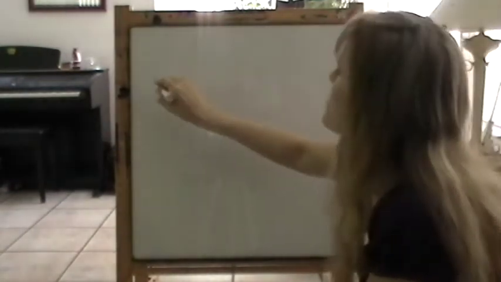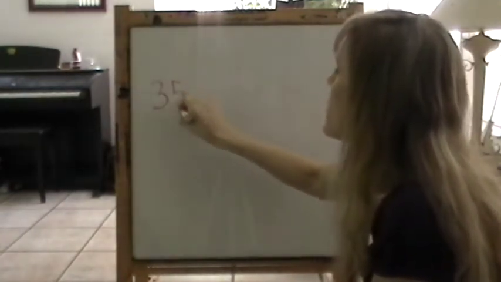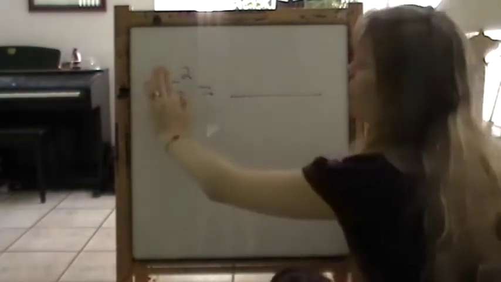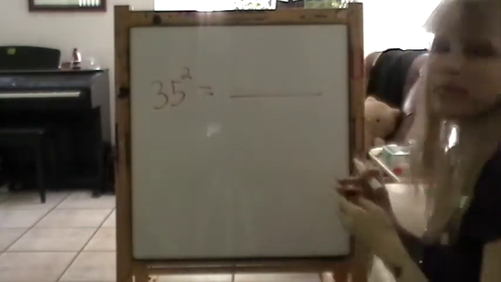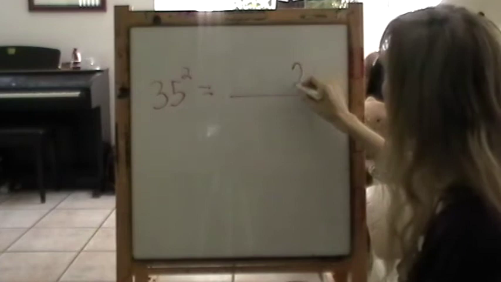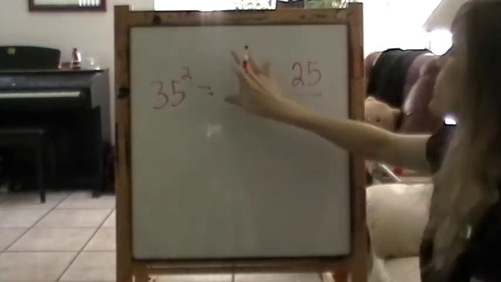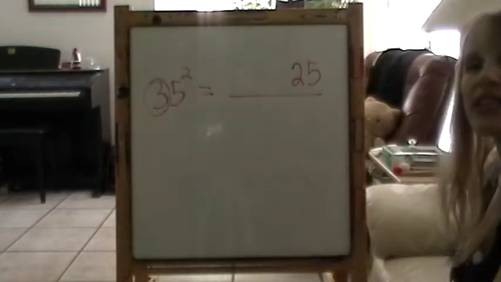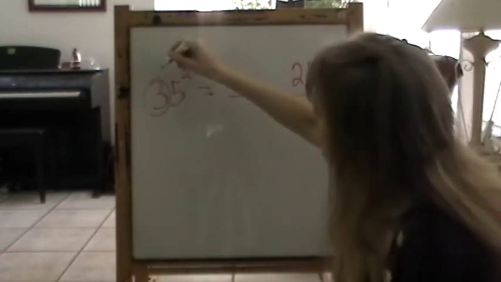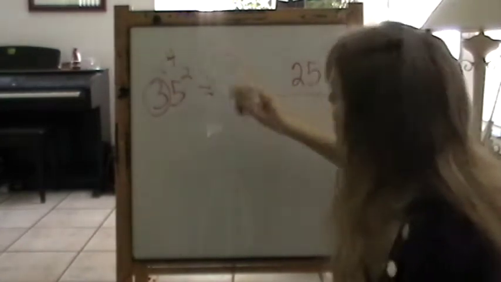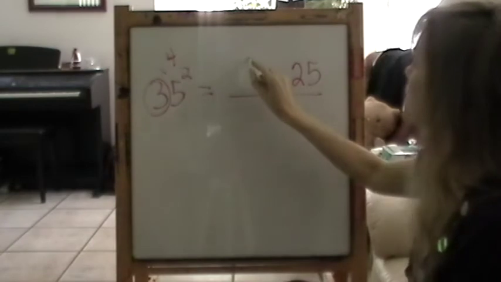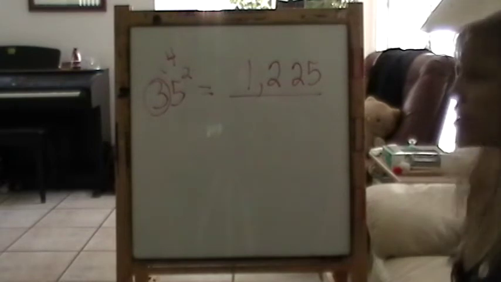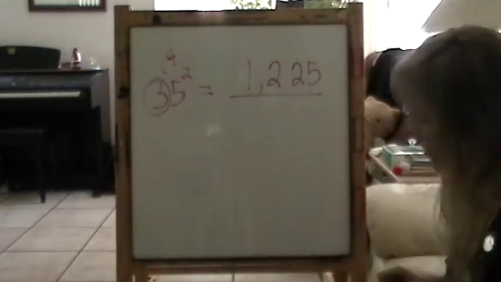Let's try 35 times 35. Again, we can even cover this number up for a second. 5 squared would be 25, so it's going to end in 25. To get what goes up here, we take the 3, multiply it by the next number up if we were counting. So that's going to be a 4. 3 times 4 is 12, so that's going to be our first 2 numbers. And we get an answer of 1,225.